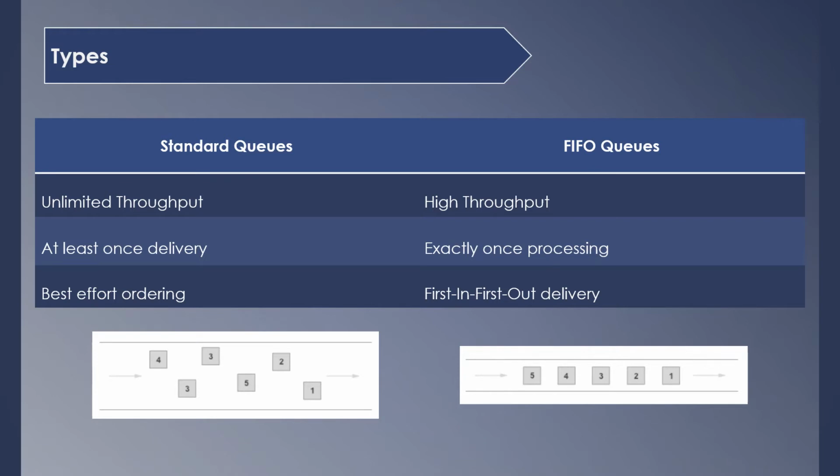Standard ensures a message is delivered at least once, but at times more than one copy of a message is delivered. However, FIFO ensures a message is delivered exactly once, so it results in no duplicates. Standard offers best effort ordering, meaning the messages can be delivered in a slightly different order than how they are sent. But with FIFO, it's always a strict first in, first out order. These are the main differences between the two types of queues.